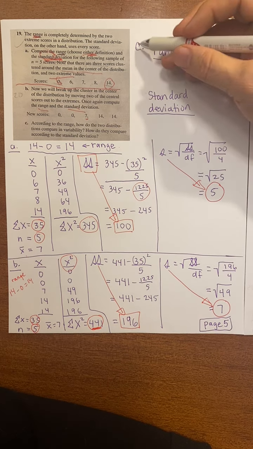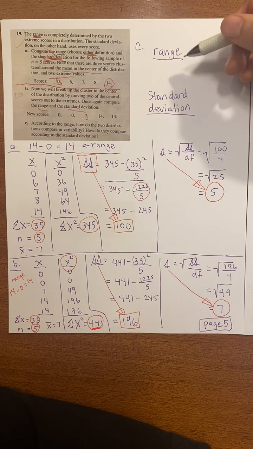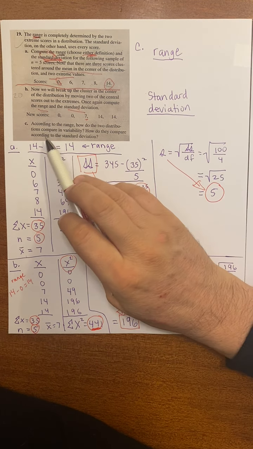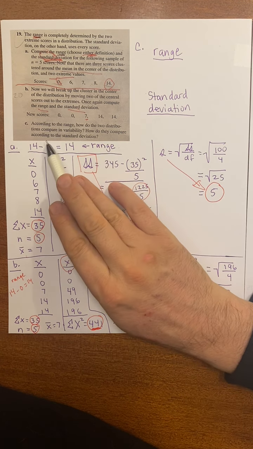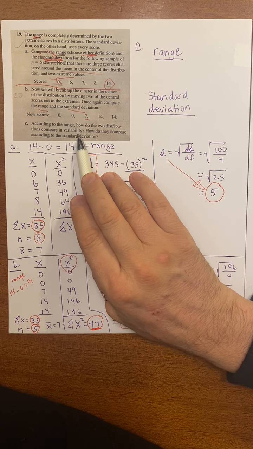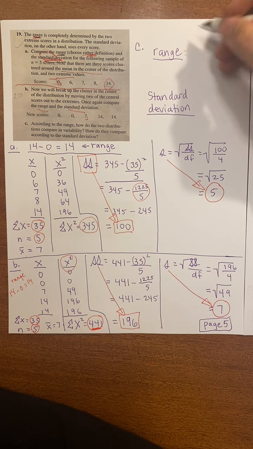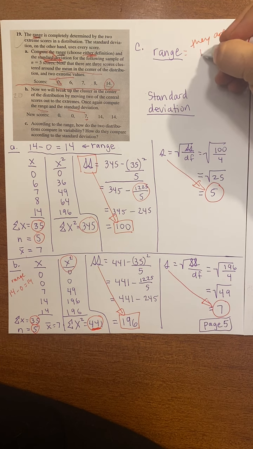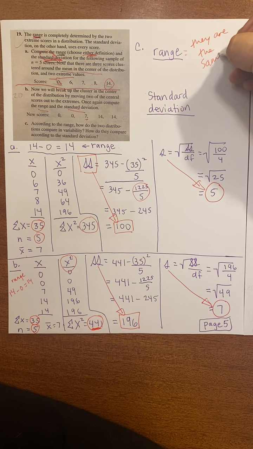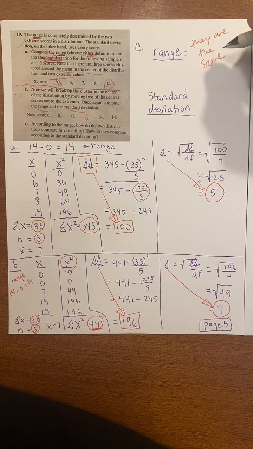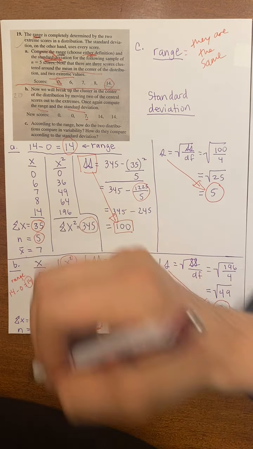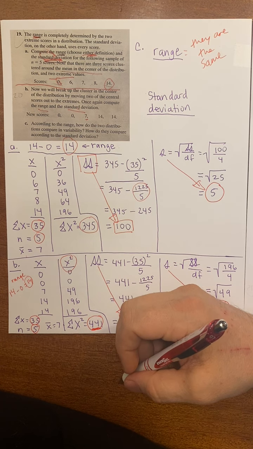So, okay, we got question C. Looks like I started to answer question C, but I didn't finish. So let's see if I can do it off the top of my head here. According to the range, how do the two distributions compare in variability? Well, according to the range, the two distributions are the same. Why am I saying that they're the same? Because when we calculated range, we got a range of 14 in both samples.